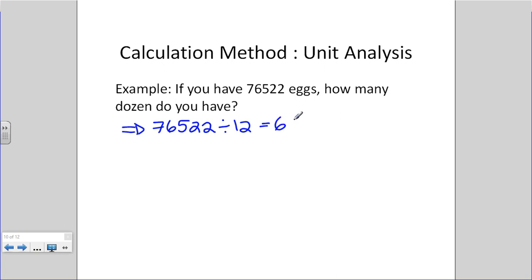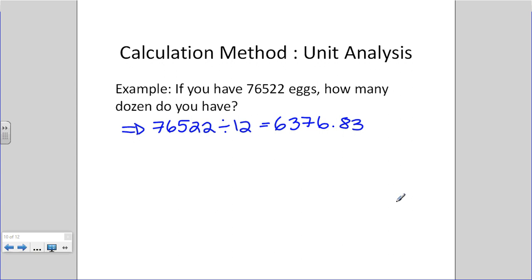And you should have got 6,376.83 dozen. But did you do it with your units? Did you account for all of the ratios properly? Probably not. So, while most people can probably look at this question and get the answer, what we want to do is make sure we're accountable for all of the amounts that we're using with our units.